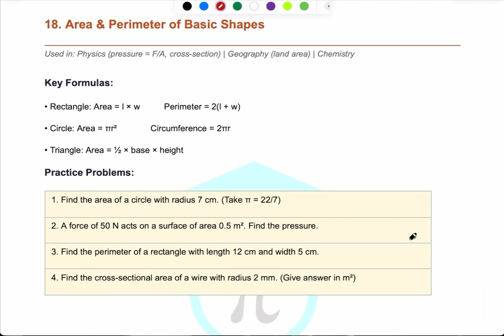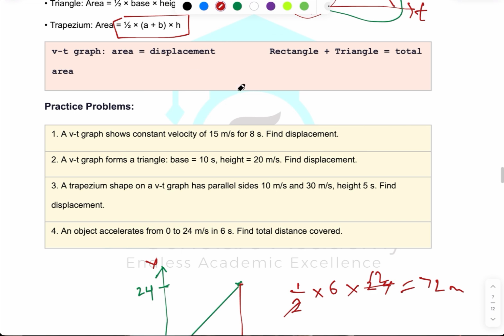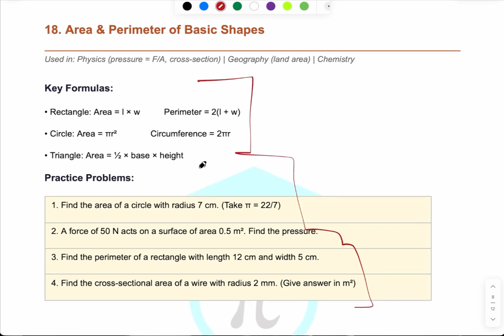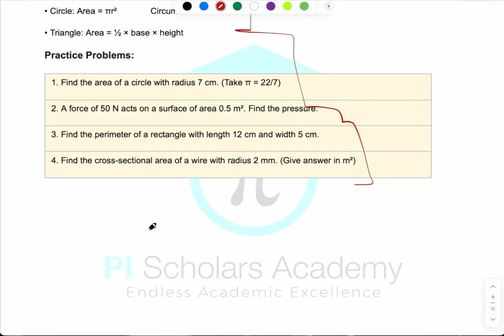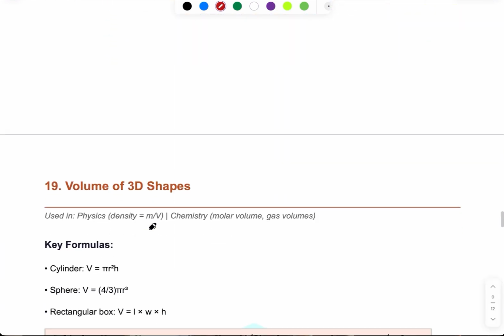Next, we have area and perimeter of basic shapes. For this, we have the key formulas that you need to know: the circumference of a circle, the area of a circle, and the triangle. This one is very, very easy. The reason why I mention this one is because if you are solving any problem that has to deal with this kind of question, you should be familiar with some of the common areas. That one is just easy substitution, which I've also explained in part 1 of this video.